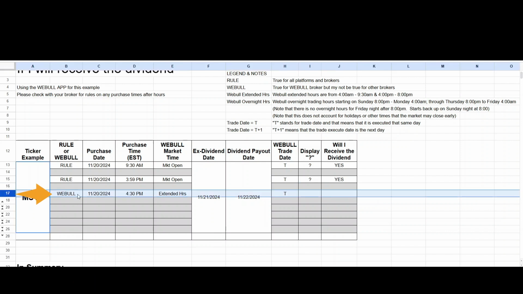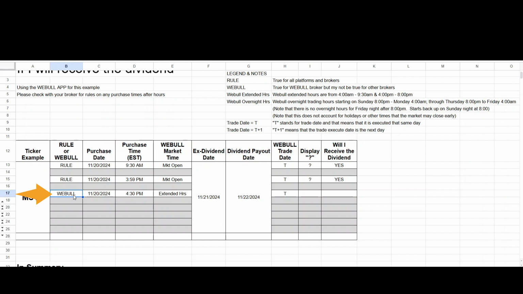Now this one here, I'm calling for Webull because depending on the service that you have, the broker or platform that you're using may not have extended hours, which means the hours or the time after market close. The standard market close is at 4 o'clock. The market will be open at 9:30 and runs till 4 p.m. Any time before and after that is extended hours or overnight hours, depending on the time.